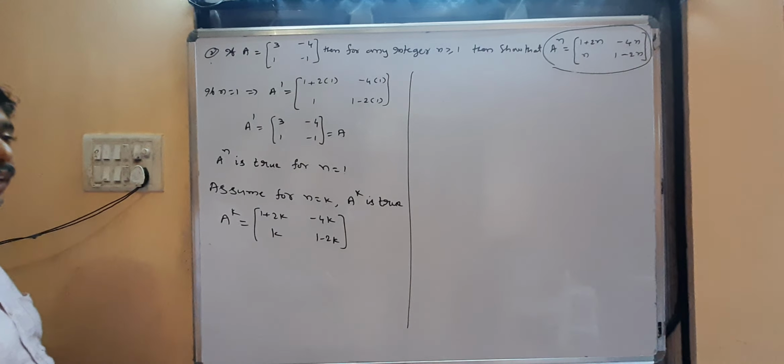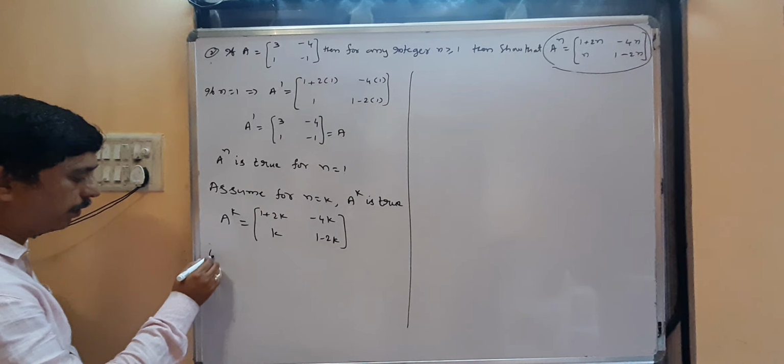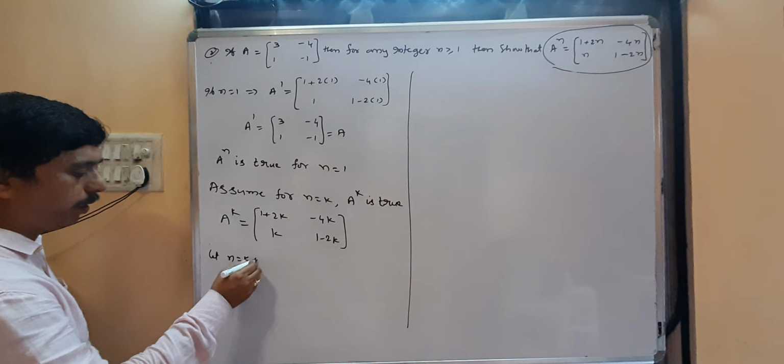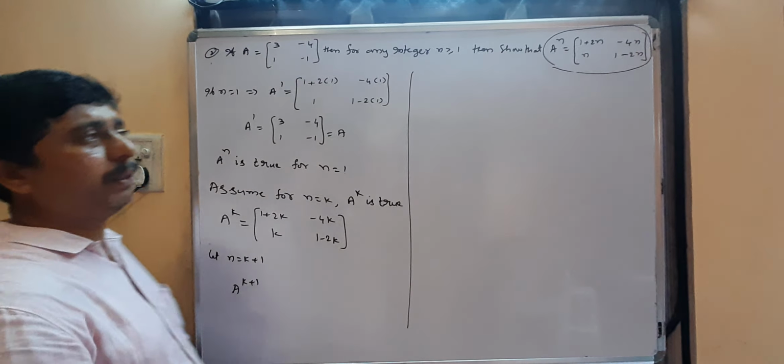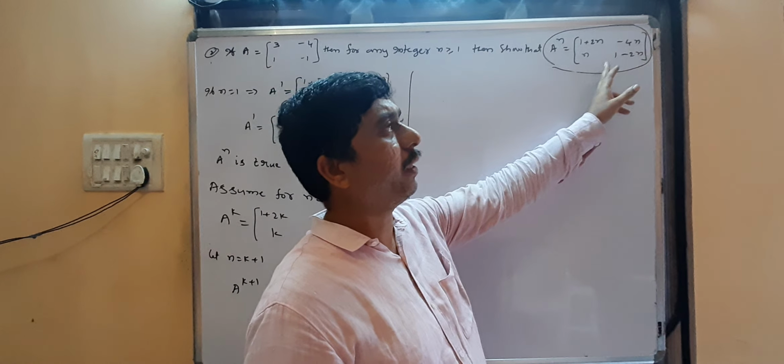Next you can go for n equal to k plus 1. Let n equal to k plus 1, A power k plus 1. On the right side, in place of n you have to put k plus 1.